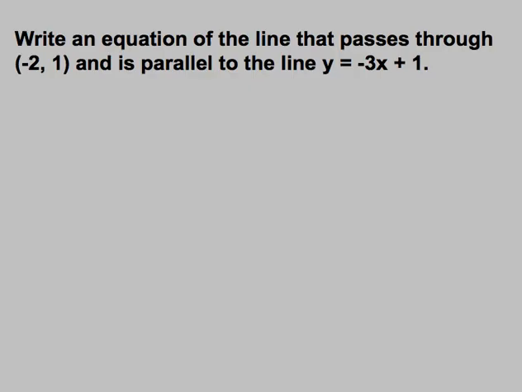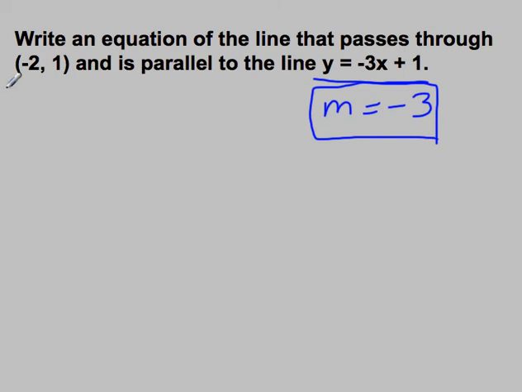Next up, we're going to write an equation of the line that passes through -2, 1, but is parallel to the line y equals -3x plus 1. So again, I'm going to go back to this equation. We know that the slope of that line is -3. And then thinking back to what we learned about parallel lines, they have the same slope. So that means I'm actually going to use this slope. Because of the parallel lines, it's going to have the exact same slope.